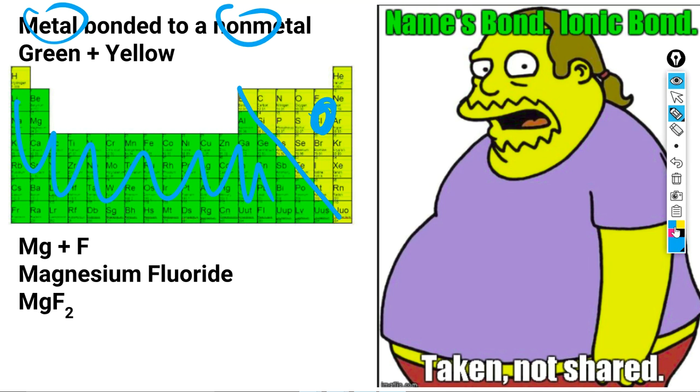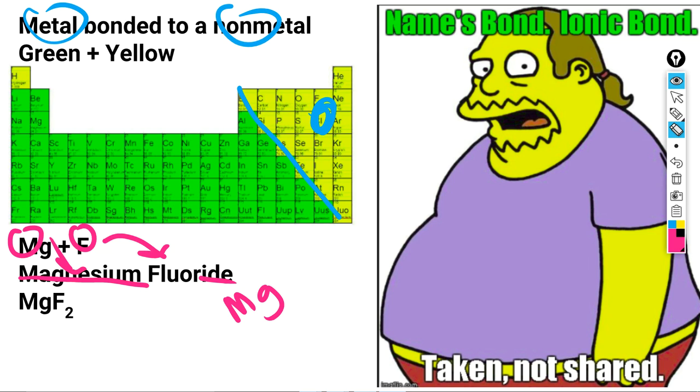Remember when we had something like magnesium bonding with fluorine, we would name that magnesium for the first element, and the second element is fluorine, and we change the ending to fluoride. And finally, we could do the crisscross technique where Mg is from group 2, which has a +2 charge, and F is from the halogens, -1, and we crisscross them. Mg gets the 1, and F gets the 2 for our formula MgF2.